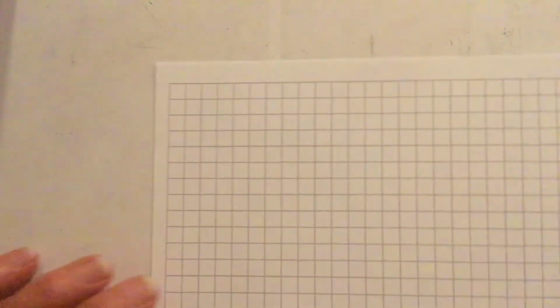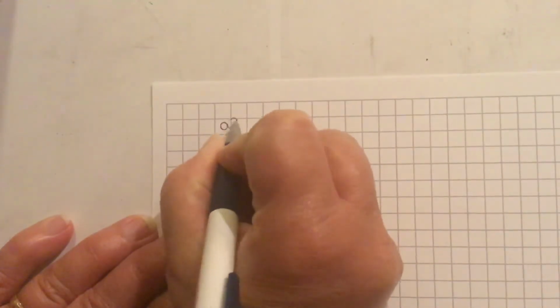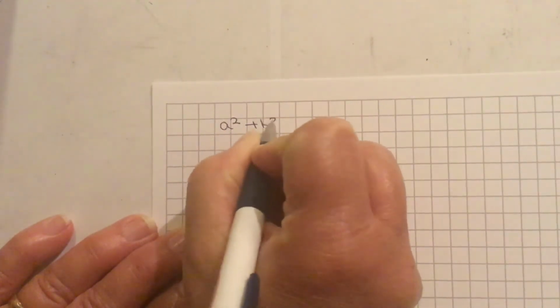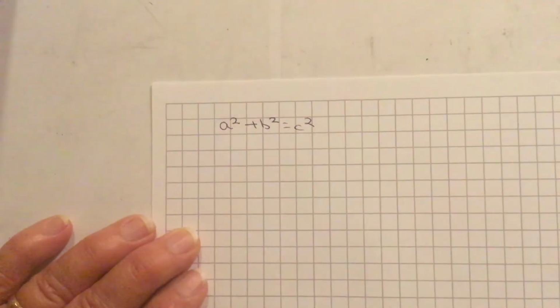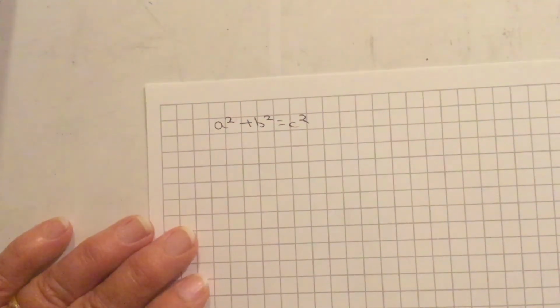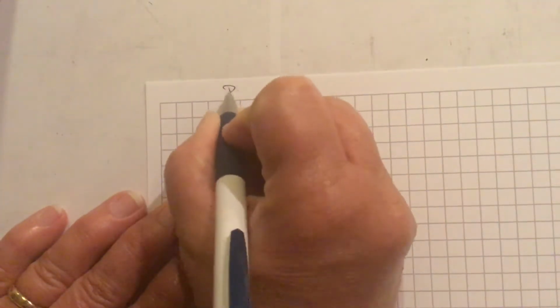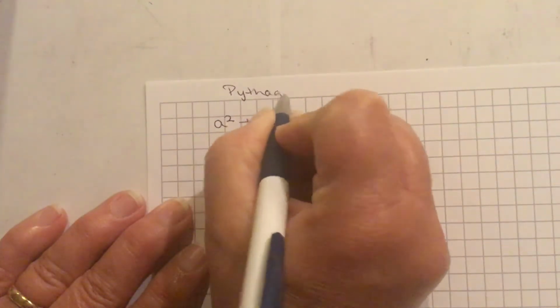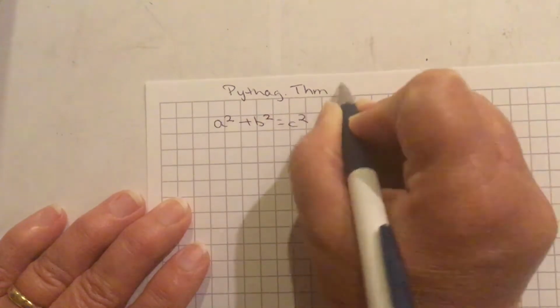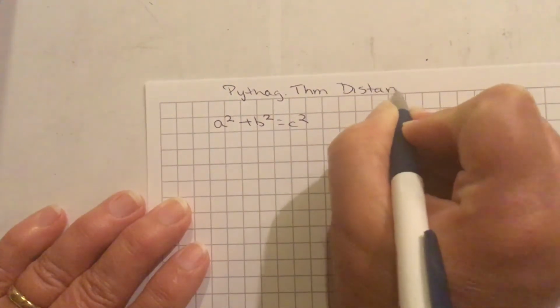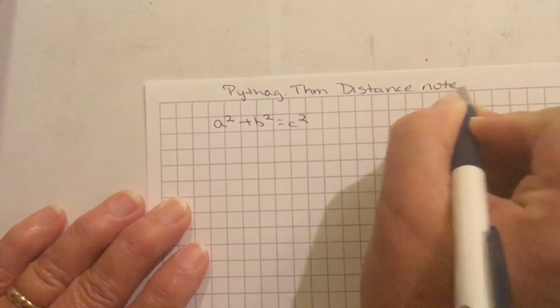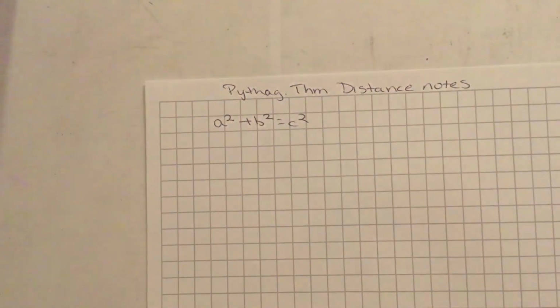Do you remember what the Pythagorean Theorem was? A squared plus b squared equals c squared. Make sure you've committed that to memory. Let's see, we can title these Pythagorean Theorem Distance Notes. As the title implies, we're going to be finding the distance. It's actually going to be the distance between 2 points.